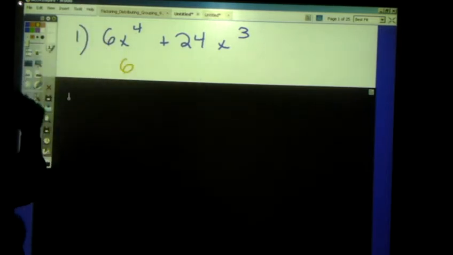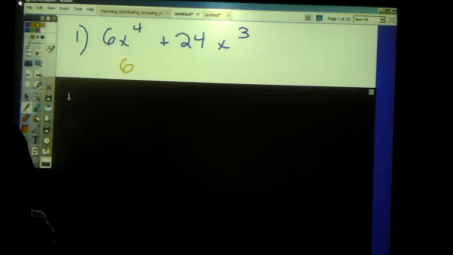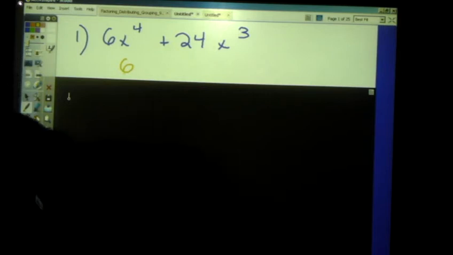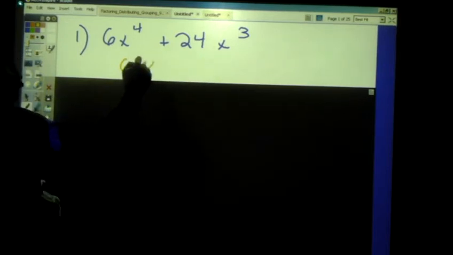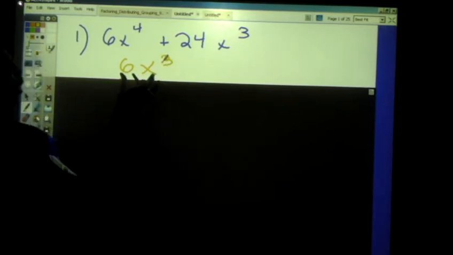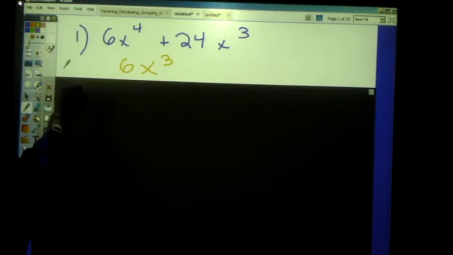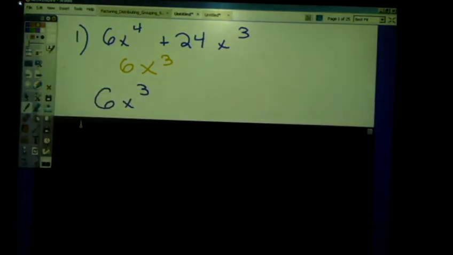term. So to find the greatest common factor of variables, you're going to pick the variable with the smallest exponent every time. So the variable with the smallest exponent is x to the 3rd, so our greatest common factor is 6x to the 3rd power. This term divides into both of these terms. So that is our final answer for the greatest common factor for number 1.